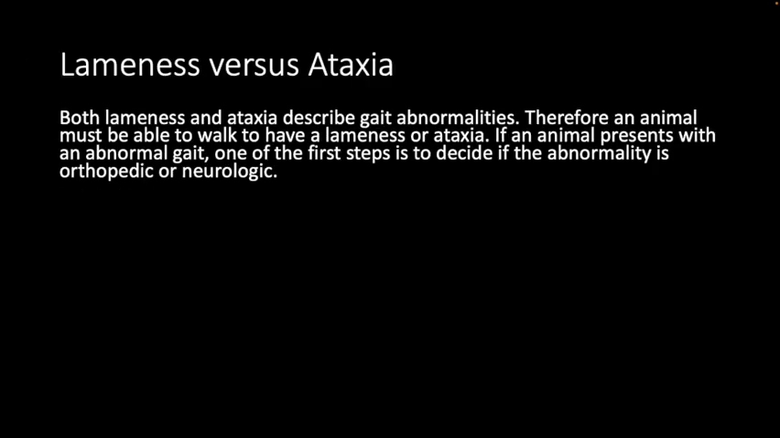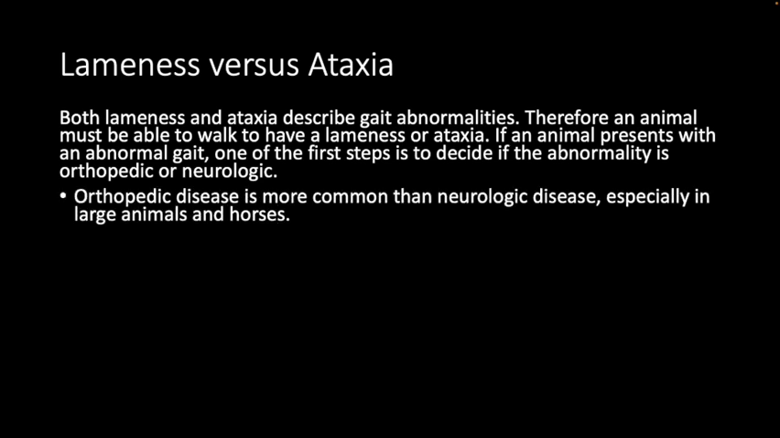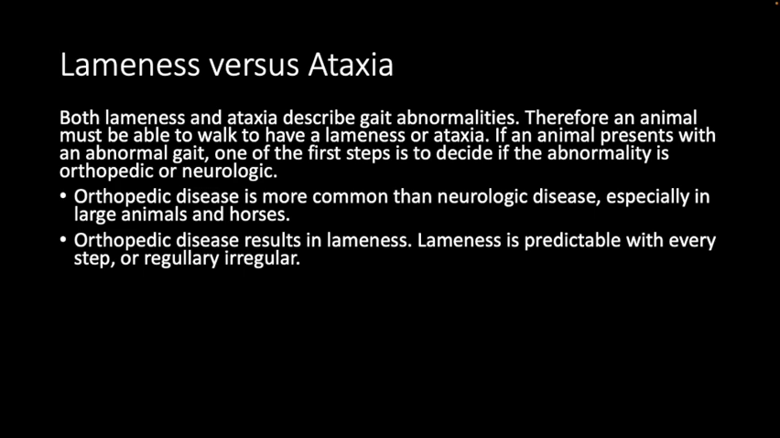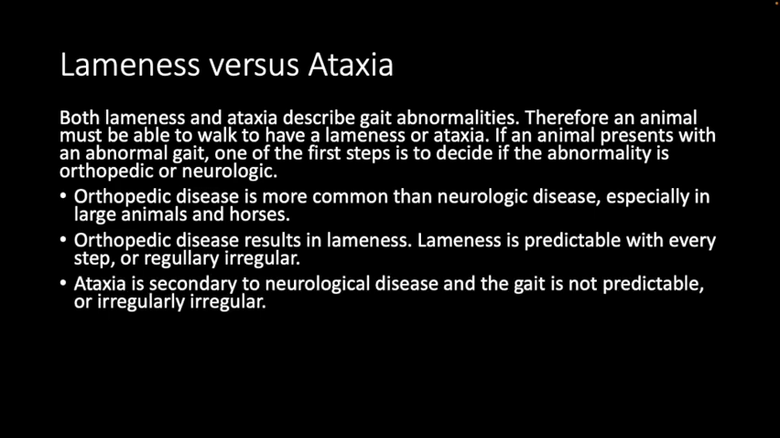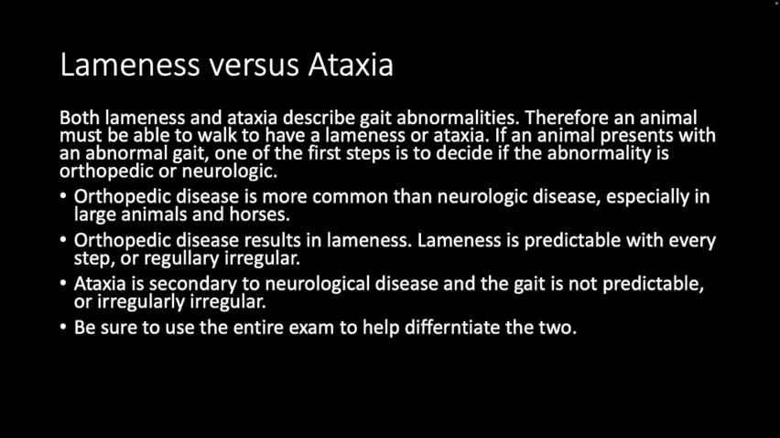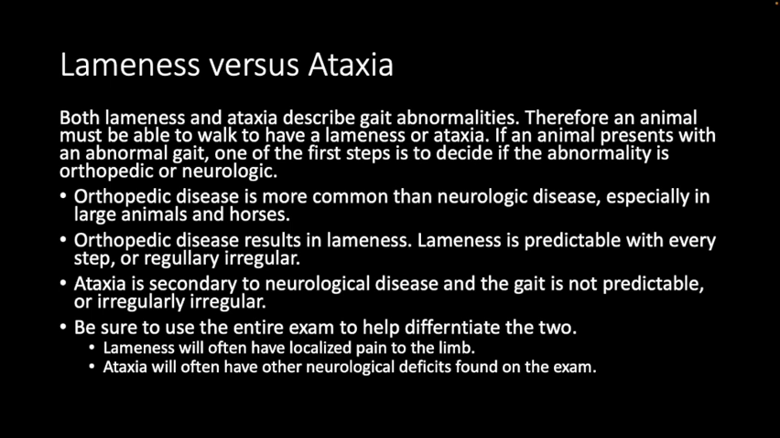Understand that when a patient presents with a gait abnormality, the first step is trying to differentiate a lameness from ataxia, as this will dramatically change your differentials and recommendations. As a general rule, orthopedic disease is more common than neurologic disease and results in a regularly irregular gait. Neurologic disease results in ataxia and an irregularly irregular gait. Sometimes observation alone is not sufficient to differentiate if a patient has lameness or ataxia, which is why the remainder of the exam is so vital, especially when signs are subtle or not straightforward.